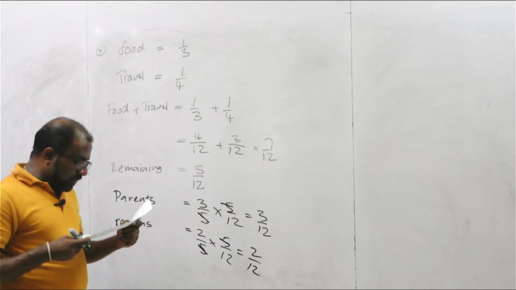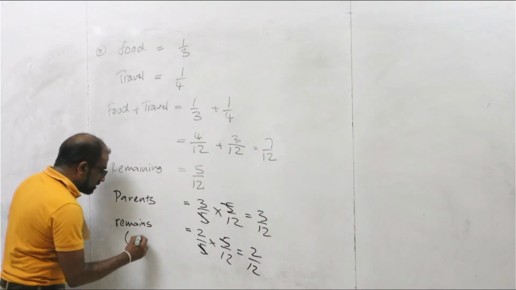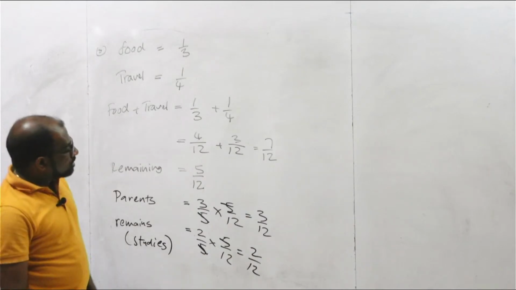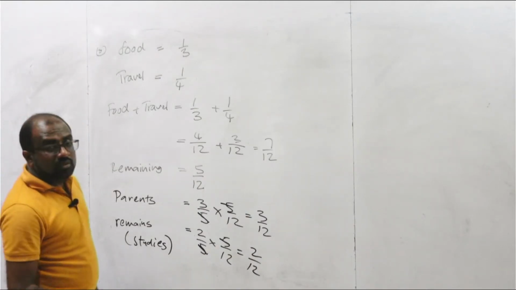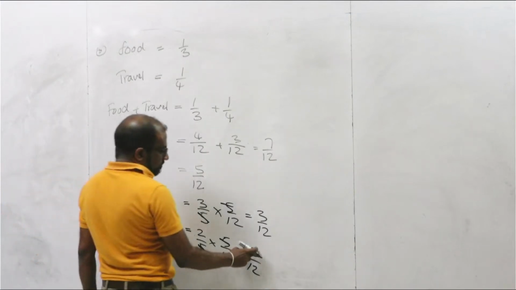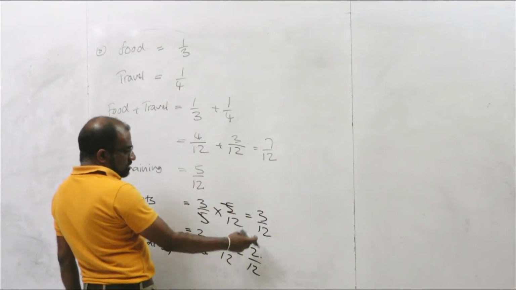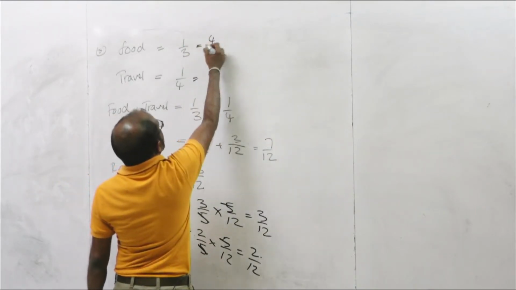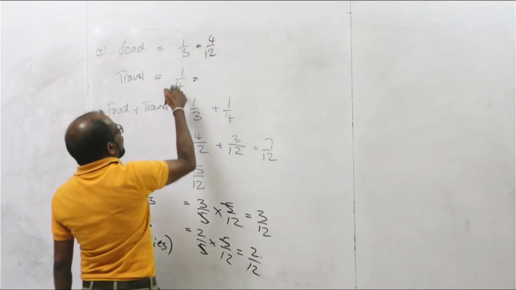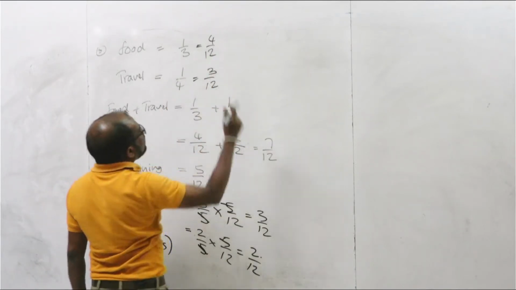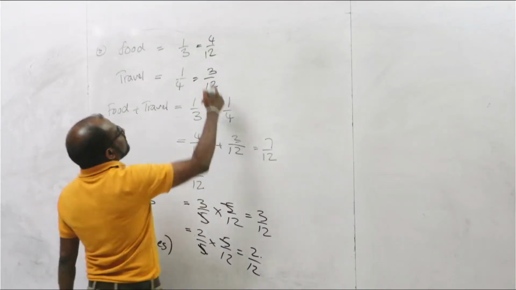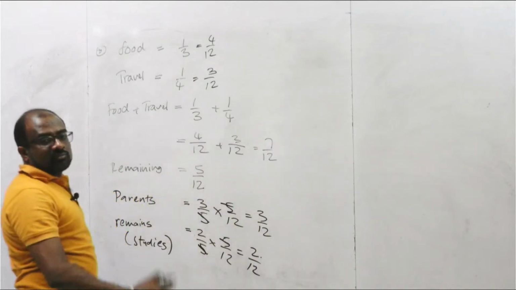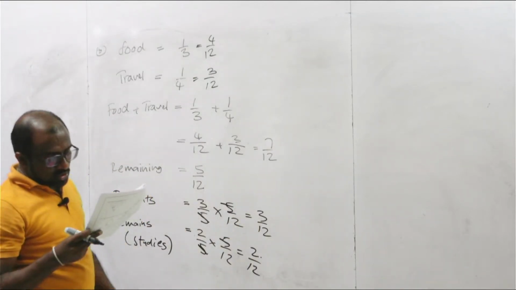and the remaining portion was spent for his studies. This amount is spent for his studies. Now check whether all 7 parts are taken into consideration. These fractions are written out of 12. 1/3 equals 4/12. 1/4 equals 3/12. 4 plus 3 is 7, 7 and 3 is 10, 10 and 2 is 12. Everything set.